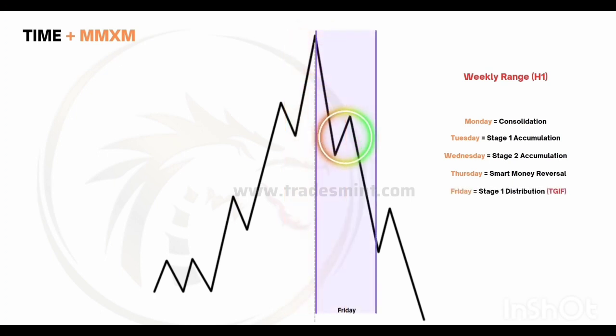On Friday, we can see a retracement back up into the expansion leg created after the smart money reversal, and this is where we will typically have our first stage of distribution. We can normally see this in the form of a TGIF trade, where we can retrace from 20 to 30% back into the weekly range that has already been formed.